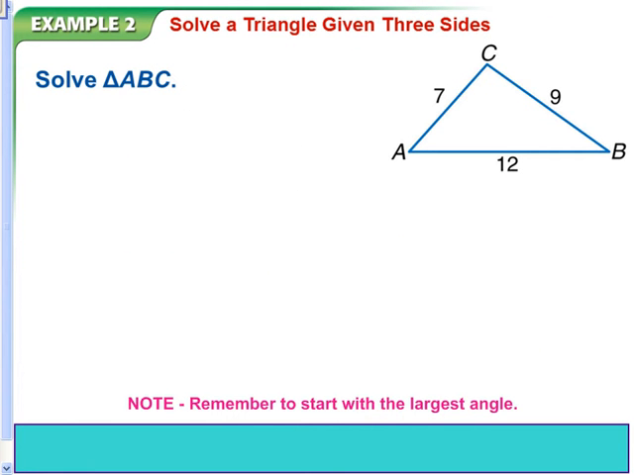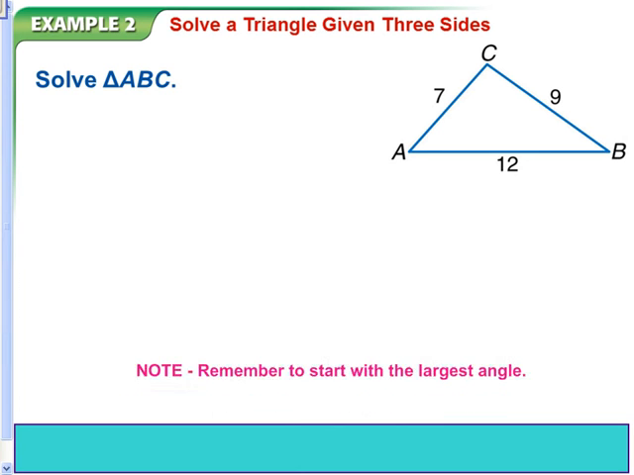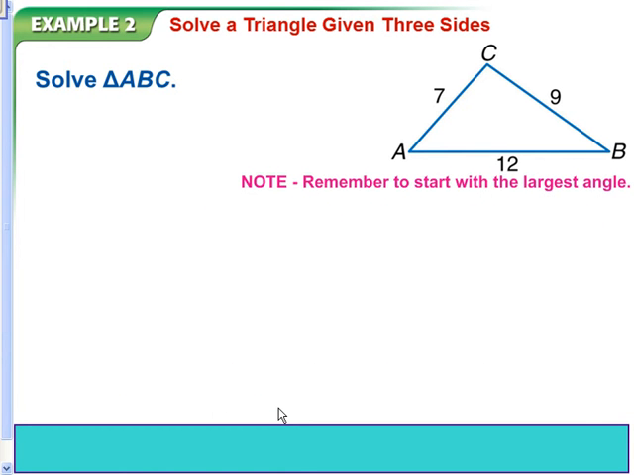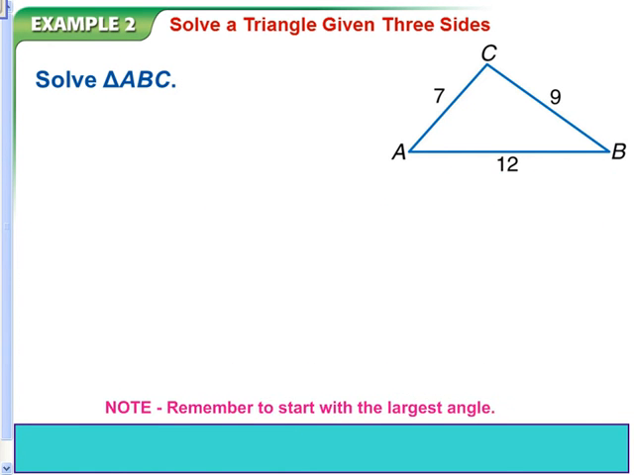Alright, how about this one? This is one where we have the 3 sides. So I would put this note next to it somewhere, that you always have to start with the largest angle. And so looking at this one, which one is the largest angle? Well, that would be side C. The opposite side always has to be the longest then. So because 12 was the longest, angle C is the biggest angle.